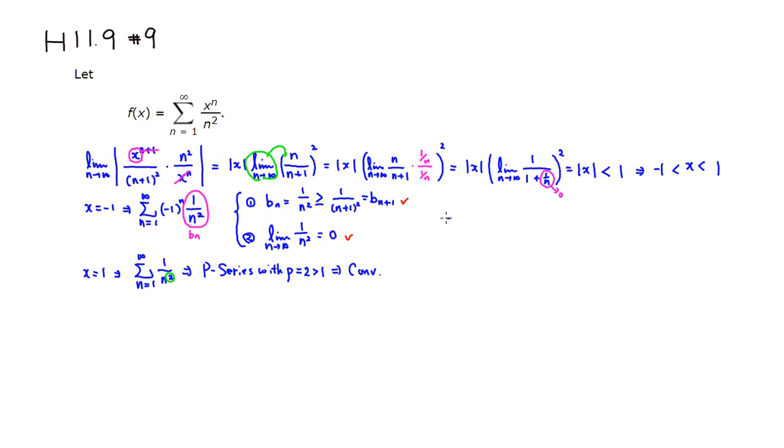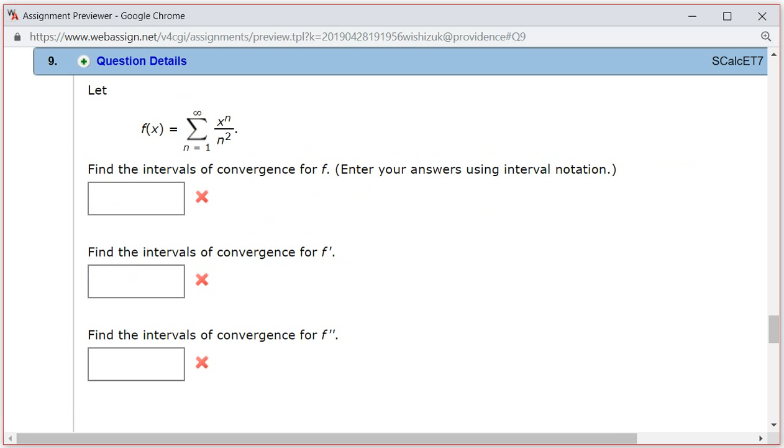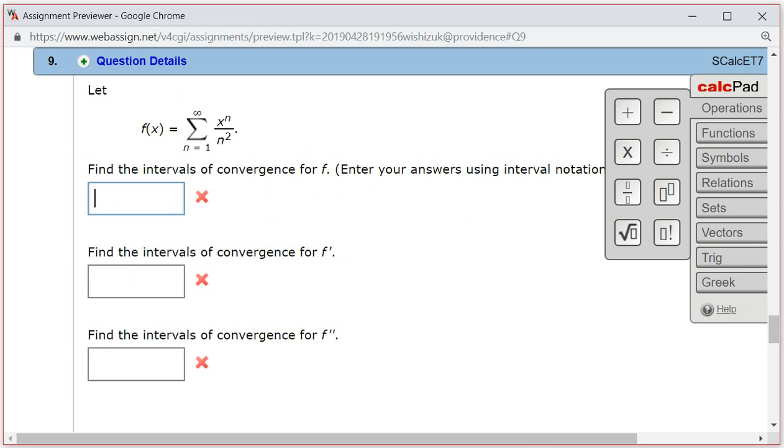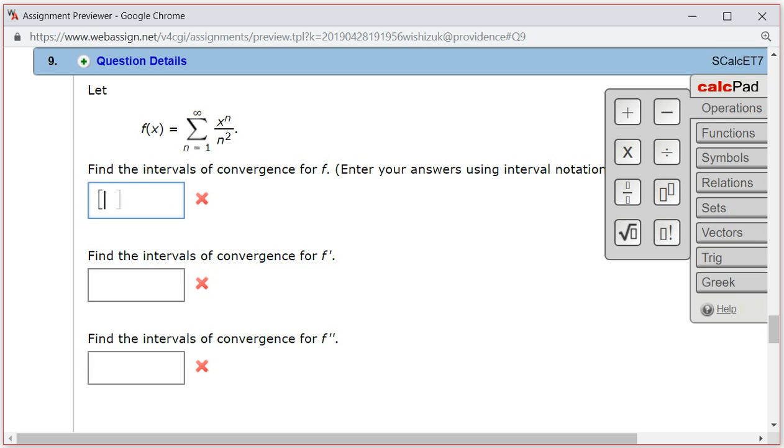So the interval of convergence for this is going to be square bracket -1 to +1 with a square bracket. A square bracket indicates it's inclusive, so we're going to include -1 and +1. Let's type it in. So you have to put a left square bracket, -1 to +1, and a right square bracket.